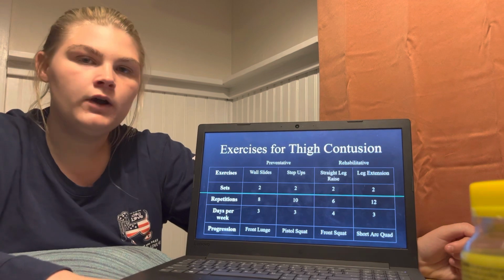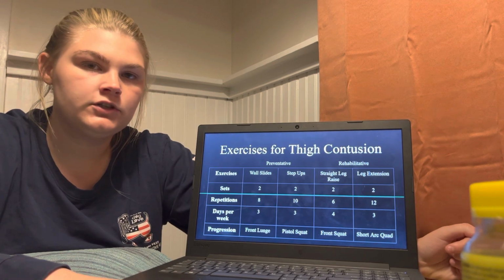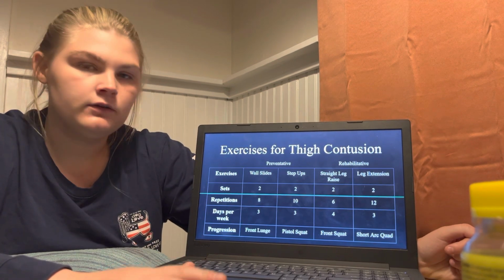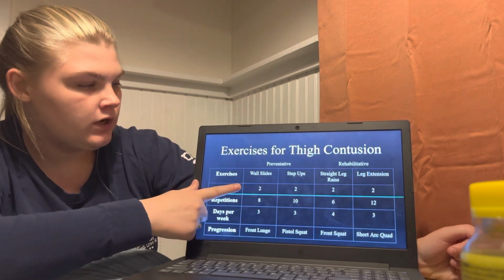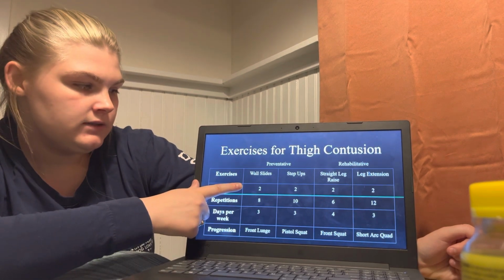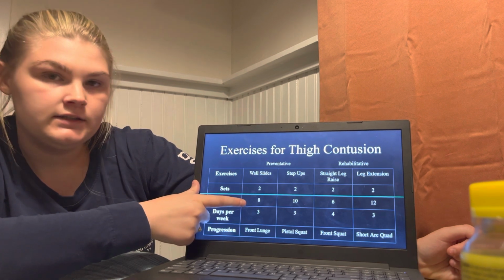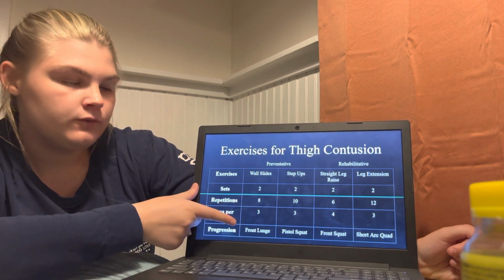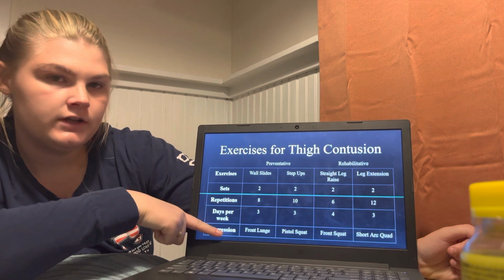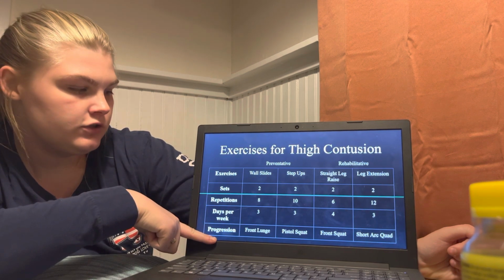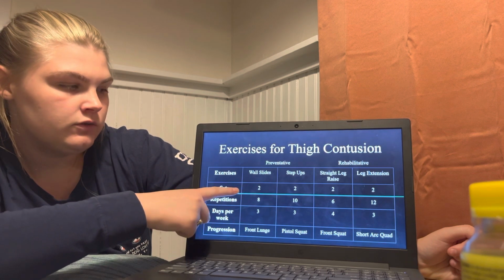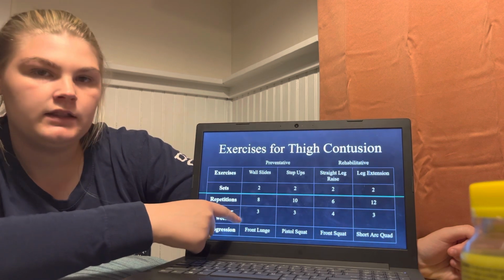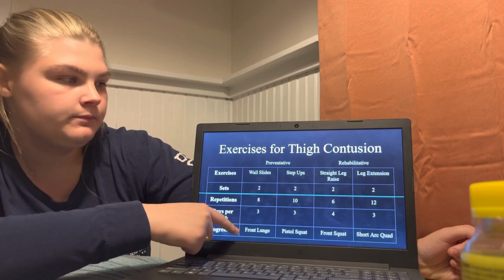So I have listed four exercises here for a thigh contusion. Two are preventative and two are rehabilitative. The first ones are preventative. I have wall slides, two sets of 8, three times a week, and the progression would be the front lunge. The next one, I have step-ups, two sets of 10, three times a week, and then pistol squats would be the progression.